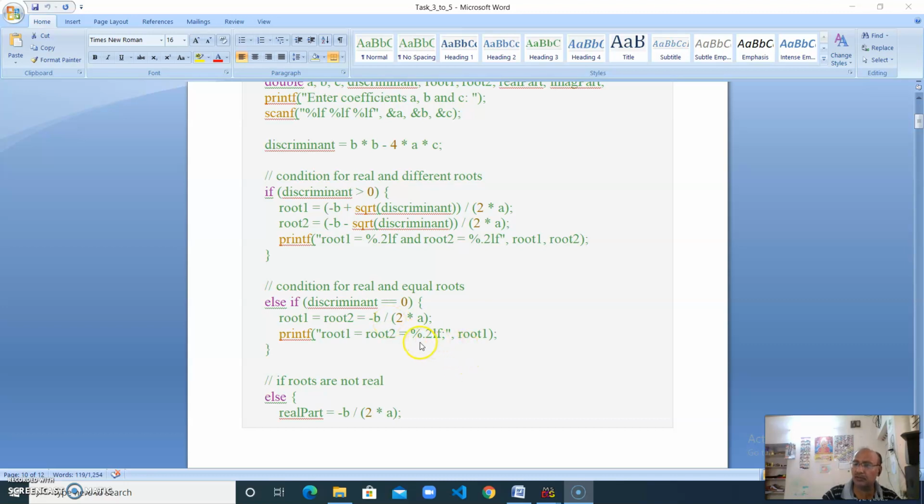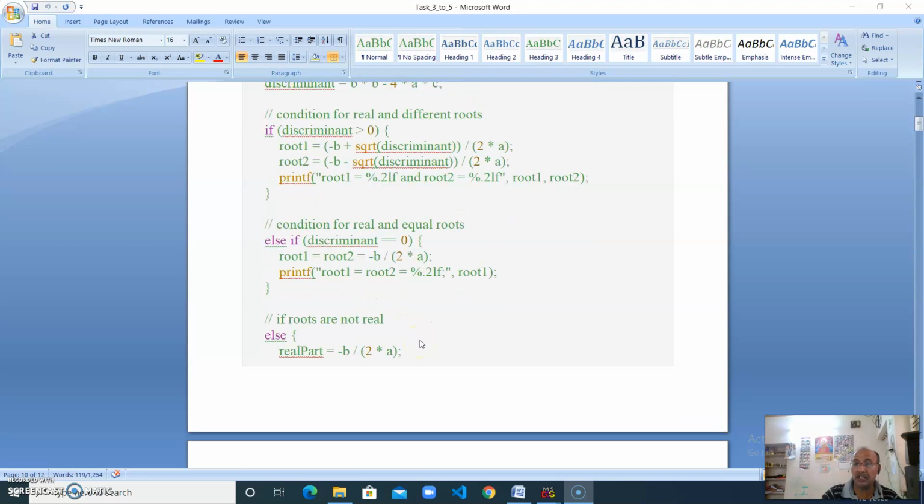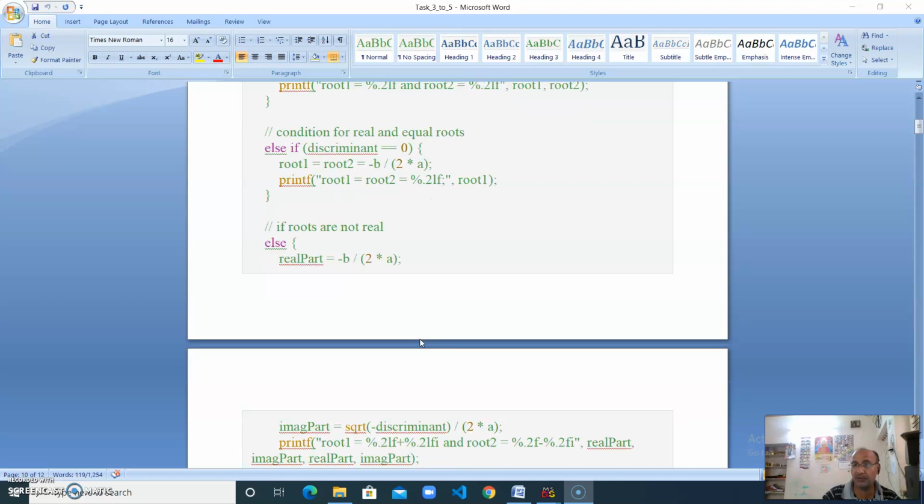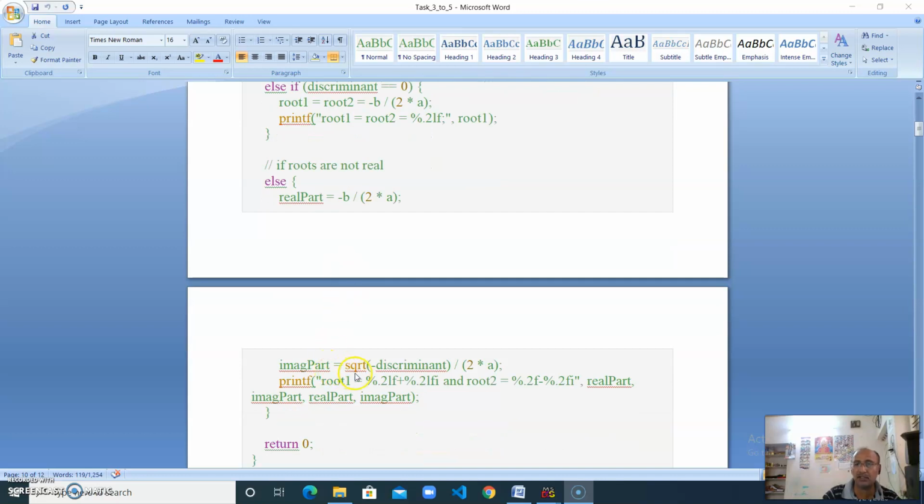Then we display root 1 and root 2. If the discriminant is less than 0, that condition will be there, and at that time the real part and imaginary part will come. The real part will contain minus b by 2a. The imaginary part is the square root of minus discriminant by 2a.